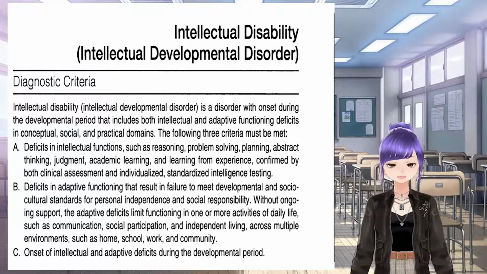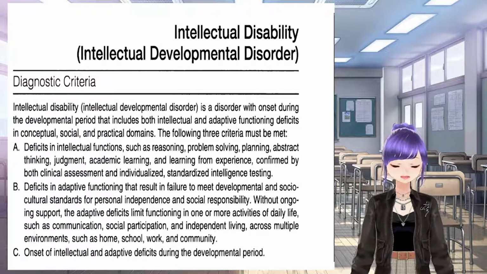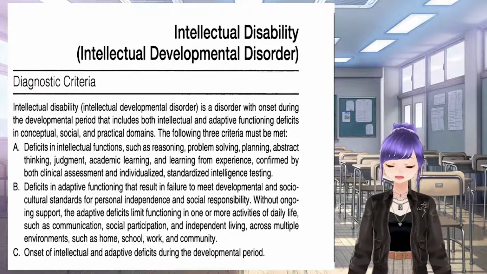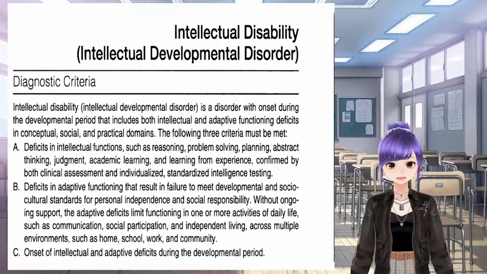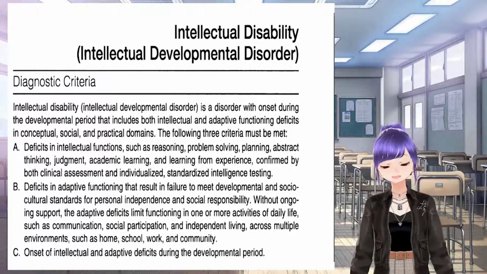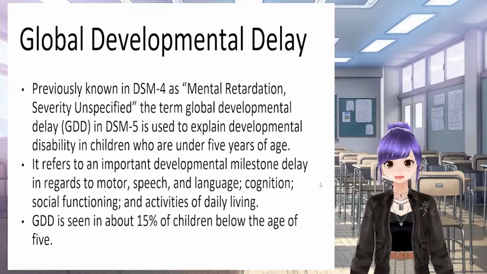B. Deficits in adaptive functioning that result in failure to meet developmental and socio-cultural standards for personal independence and social responsibility. Without ongoing support, the adaptive deficits limit functioning in one or more activities of daily life, such as communication, social participation, and independent living, across multiple environments such as home, school, work, and community. C. The onset of intellectual and adaptive deficits is during the developmental period.